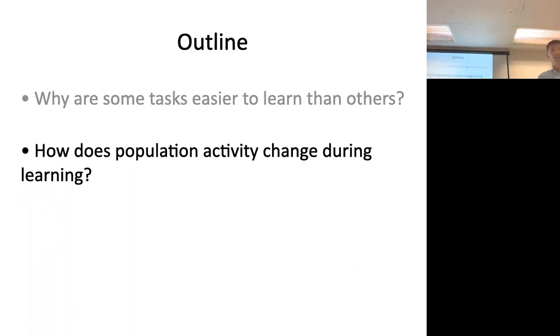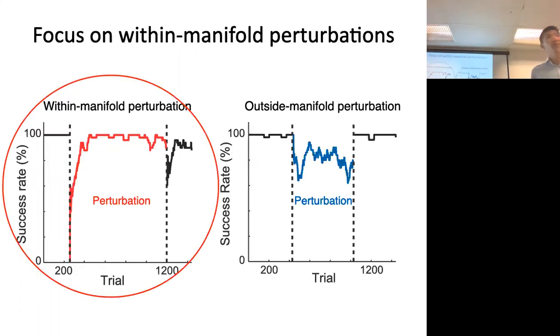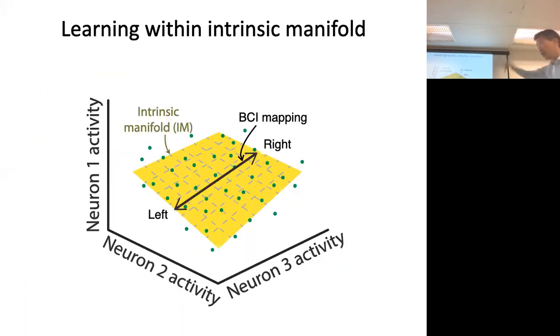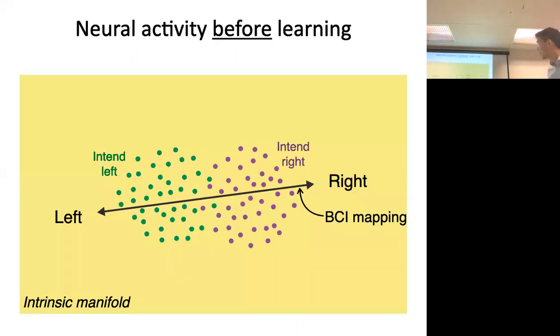So now let's move on to ask the second question, which is, how does the neural population activity change during learning? So what we're going to do is to focus on these within manifold perturbation sessions, because these are the sessions in which we saw the most learning. And what we're going to do is to now look onto the intrinsic manifold and ask, how does the neural activity reorganize during the learning process?